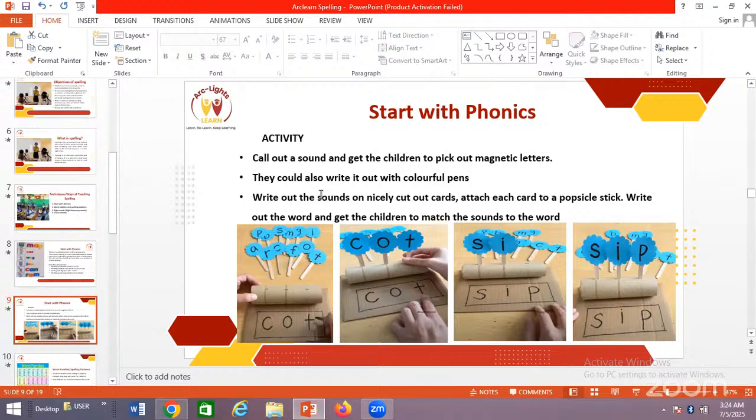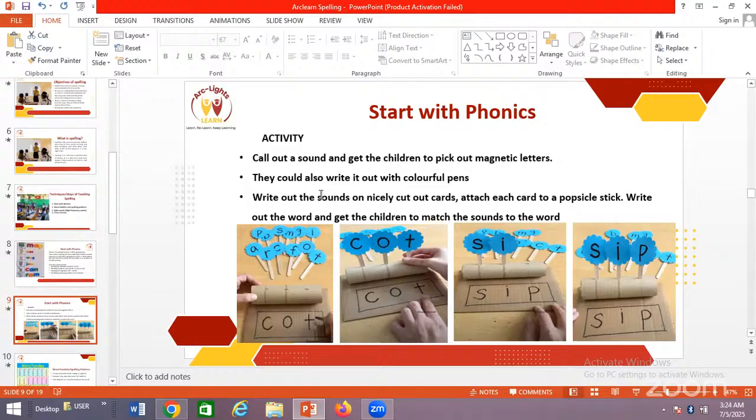It is even more exciting. Or you can get the magnetic letters. So as you call out the sound, they pick out each sound, each letter, and then by the time they blend it together, it forms a word. They've spelt it without cramming.